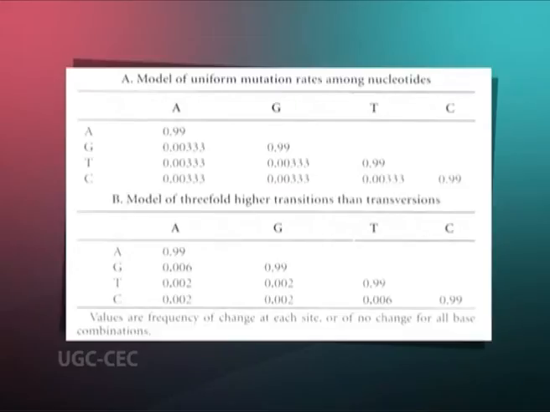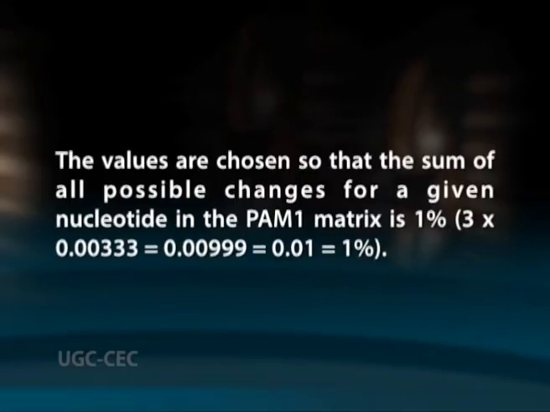In table 2.1, you can see the nucleotide mutation matrix for an evolutionary distance of 1 PAM, which corresponds to a probability of a change at each nucleotide position of 1%. The values are chosen so that the sum of all possible changes for a given nucleotide in the PAM1 matrix is 1%, which is calculated as 3 times 0.00333 equals 0.00999, which approximately equals 0.01, which is equal to 1%.